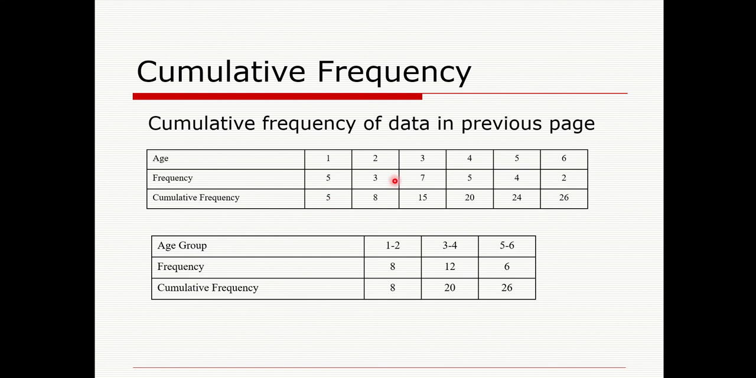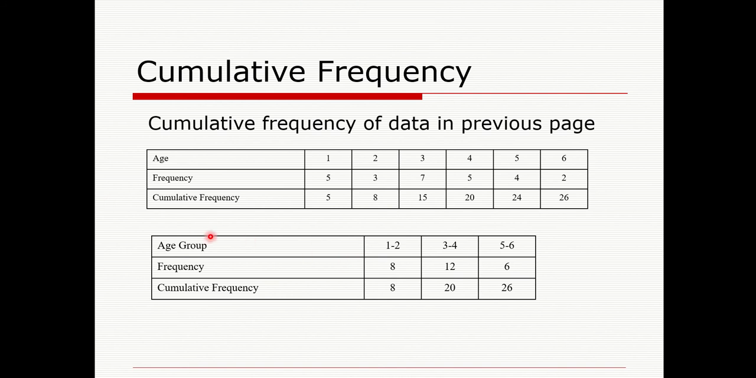5 plus 3 is 8. And here we see that 8 plus 7 is 15. So cumulative frequency is adding the next one. So 15 plus 5 is 20. 20 plus 4 is 24. 24 plus 2 is 26. So altogether I have 26 children with these ages. So this is the cumulative frequency of data.